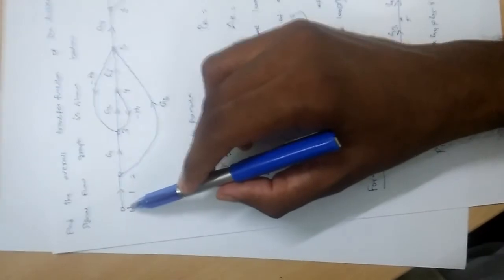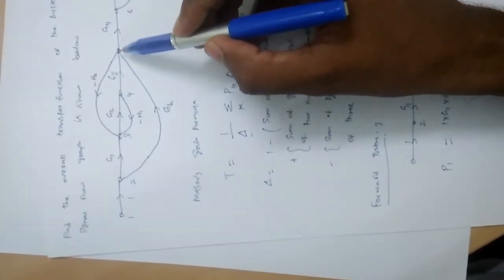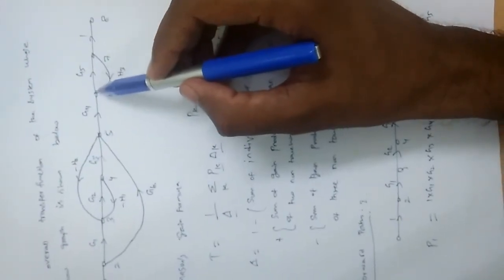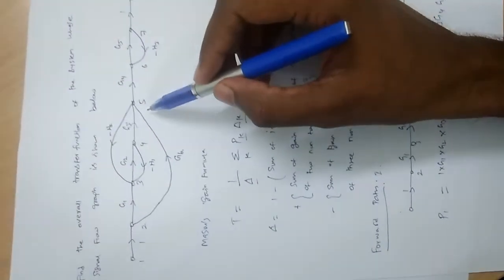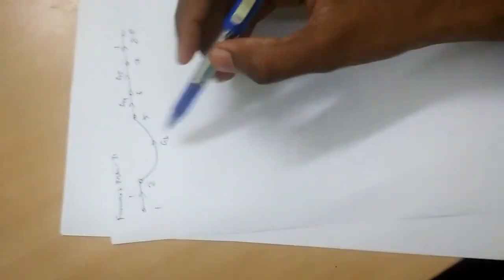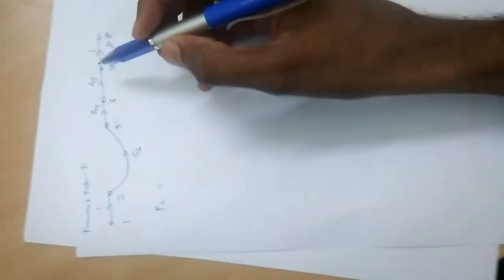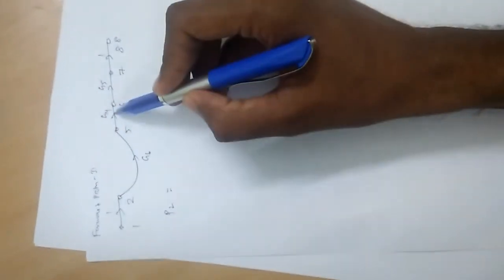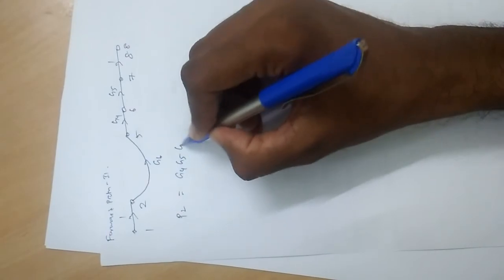See, the path starts from here, 1, 2, 5, 6, 7, 8. In this path the signal travels from input node to output node without crossing any node more than once. So this is the second forward path. The gain of the second forward path P2 is equal to the product of all the branch gains. So 1 into G6 into G4 into G5 into 1. So it is G4 G5 G6.